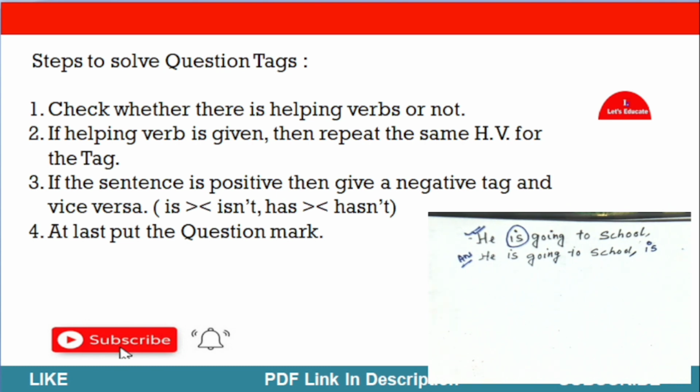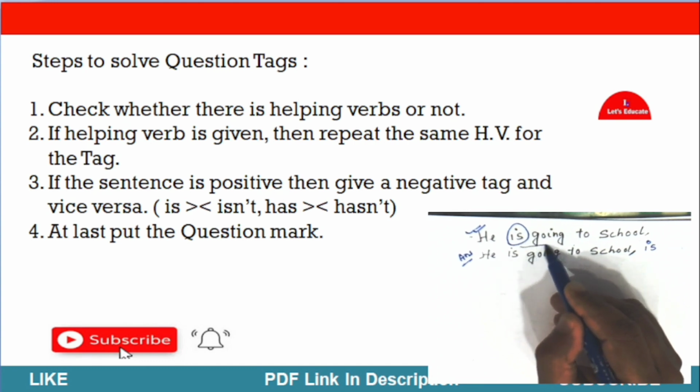Number third point says that if the sentence is positive, then give a negative tag and vice versa, means the opposite will happen. Okay, if the sentence is positive, then what do we have to give the tag? Negative. And if the sentence is negative, then you have to put what? Put a positive tag.